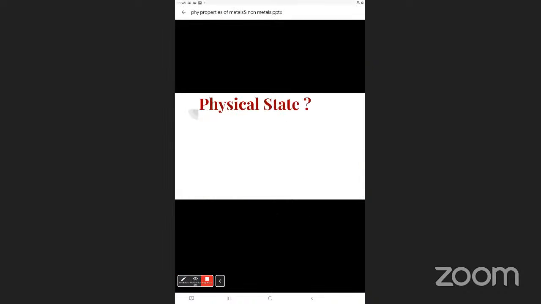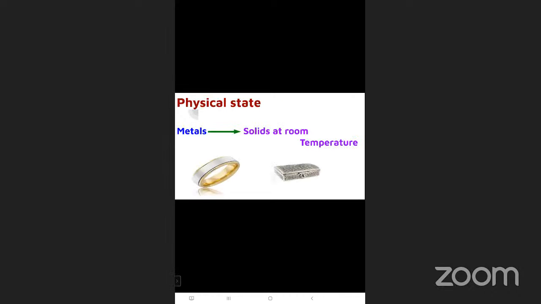So here, the physical state. What is the physical state that we see in metals? Metals are solids at room temperature. All the metals are solids at room temperature.